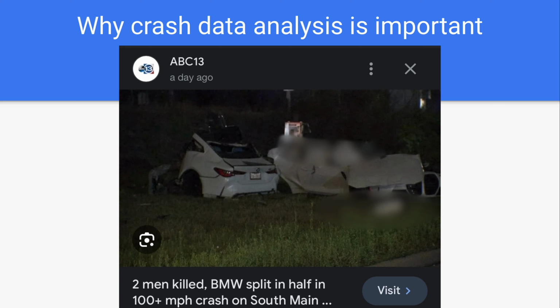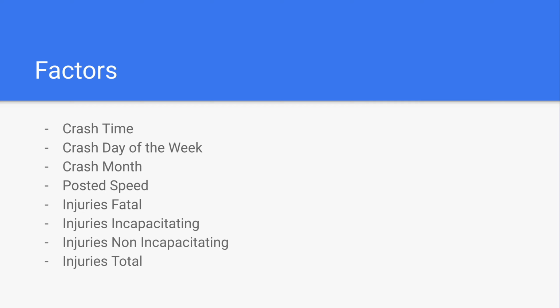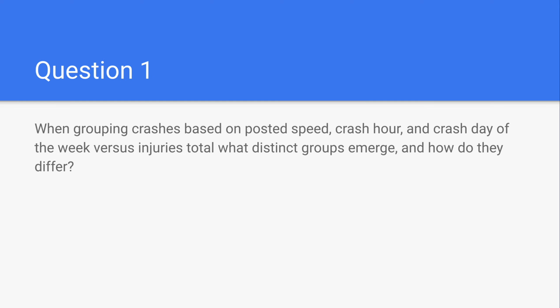So today we're going to look into that and hopefully clear any confusion as well as analyze some data because it's super fun. Perfect. So now we have the factors that go into it. We got the crash time, which is crucial for understanding traffic flow, the crash day of the week, which is important to determine if some days are more prone to accidents than others, the crash month, which can uncover seasonal trends. We have the posted speed limit, which of course has a huge impact on crash outcomes. We have the number of fatal injuries, the number of incapacitating injuries, the number of non-incapacitating injuries, and the number of total injuries.